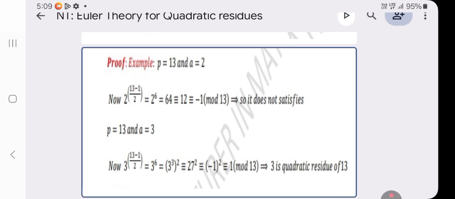On the other hand, if P is equal to 13 only and A is equal to 3, then 3 to the power of 13 minus 1 by 2 equals 3 power 6. 3 power 6 can be written as 3 cube into 3 cube, that is 3 cube whole square. 3 cube means 27 whole square, and when you divide 27 by 13 we get 1, so 1 whole square is nothing but 1. Therefore 3 is a quadratic residue of 13.